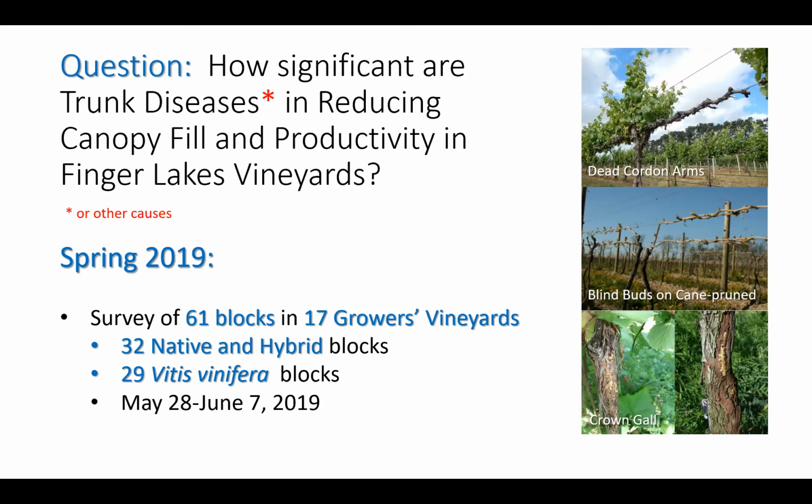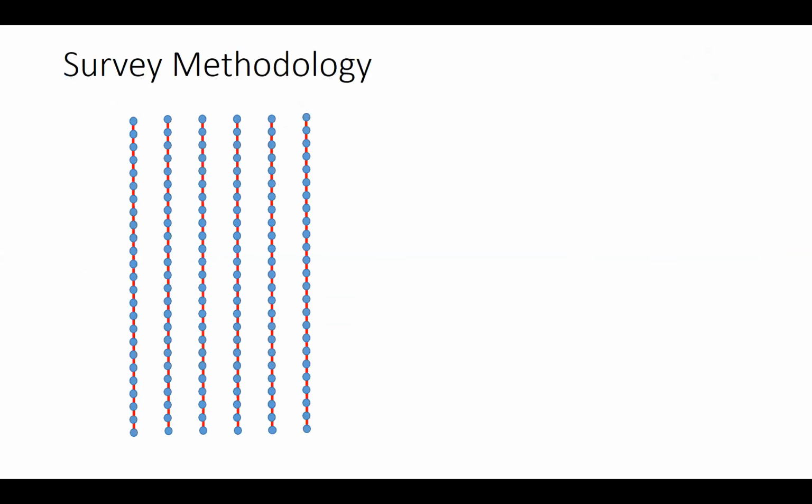Varying ages, but the guess that I would hazard is that many of the native blocks and the hybrid blocks that we sampled have been in production somewhere between 20 and maybe even 50 years. So they're very old vineyards, and the vinifera ones are probably younger. So here's what we did.